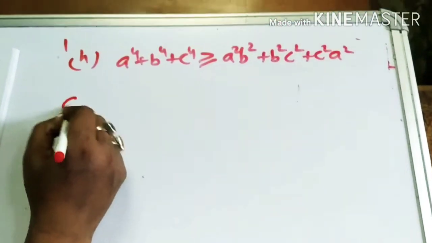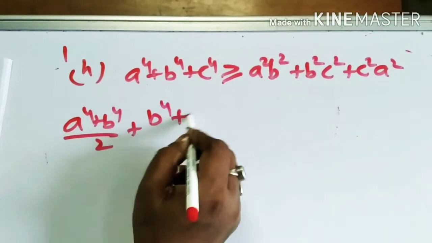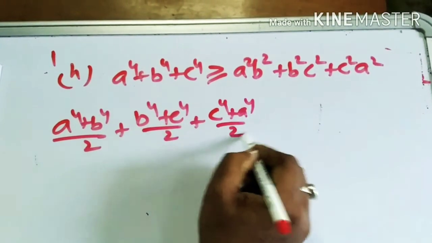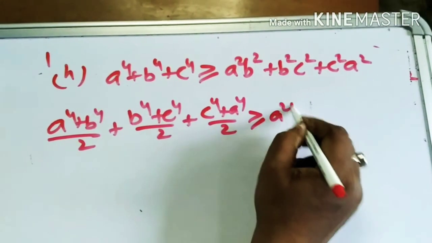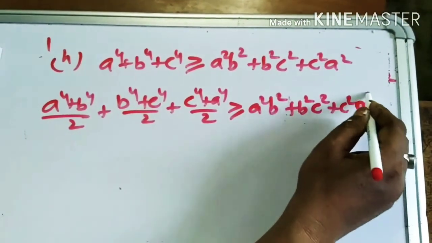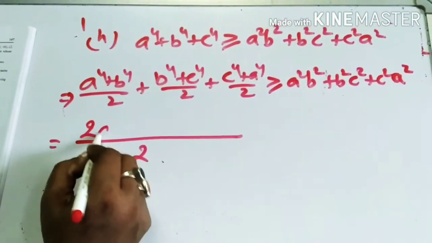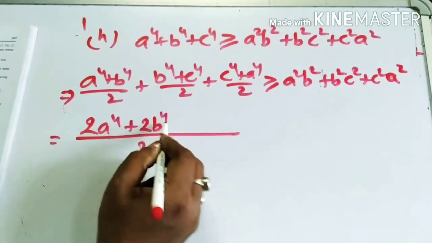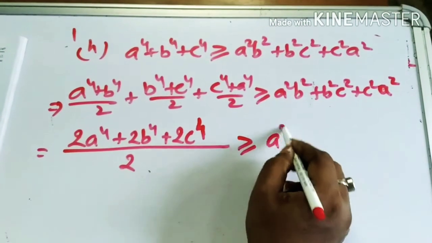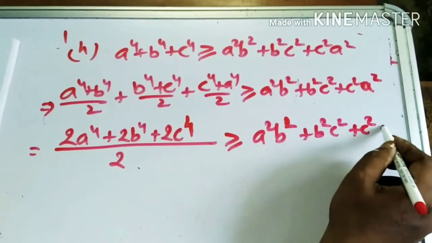This will be (A^4 + B^4)/2 + (B^4 + C^4)/2 + (C^4 + A^4)/2 greater than or equal to A²B² + B²C² + C²A². Now here 2 will be the LCM. Here you will get 2A^4 + 2B^4 + 2C^4 over 2, greater than or equal to A²B² + B²C² + C²A².